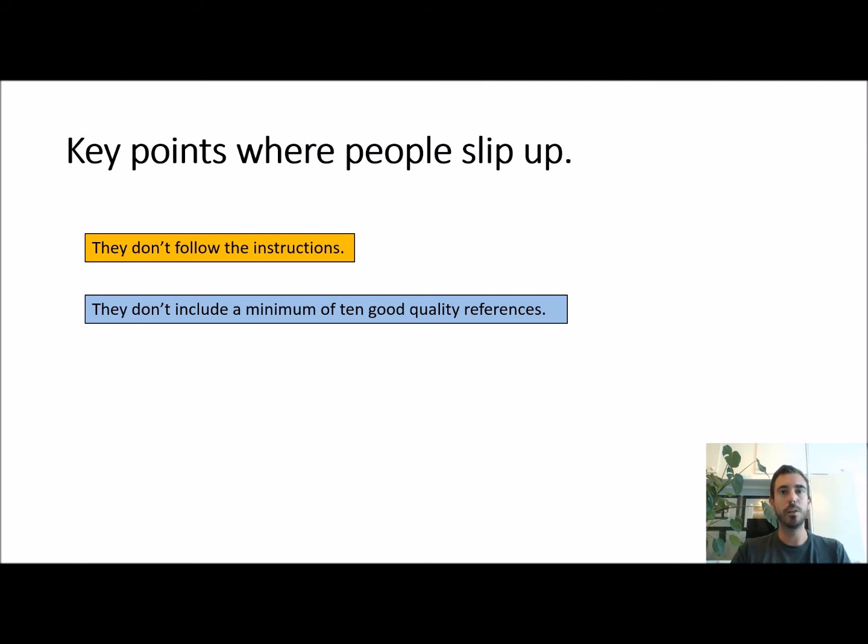Again, another obvious one, people that don't follow the minimum number of references. We're looking for a minimum of 10 good quality references. You can include more than that, but you must show that you have attempted to search the literature, and we want to see at least 10 sources of information in your essay. And remember my definition of good quality, that's peer-reviewed journals, that's the odd textbook, and that's the odd reputable website.